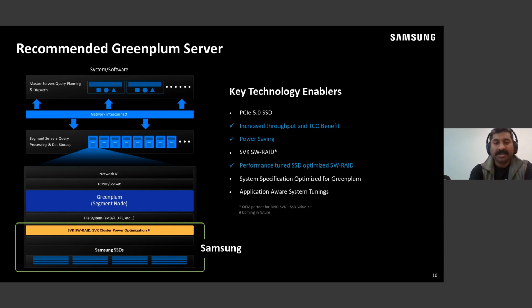And the thing to be noted here is that, of course, we have partnered with a third party to get the software RAID for you. But on top of that, we have optimized the RAID for performance based on the Greenplum workload. And we did some system level tuning so that you have the best performance coming out of Greenplum. And again, as I said, the whole system is tuned from an application workload standpoint.